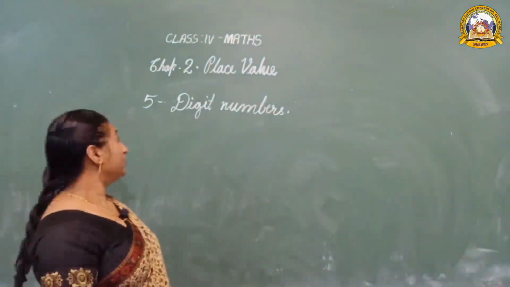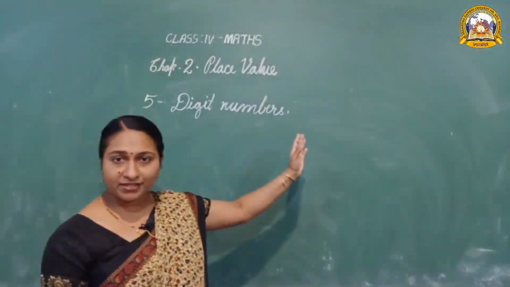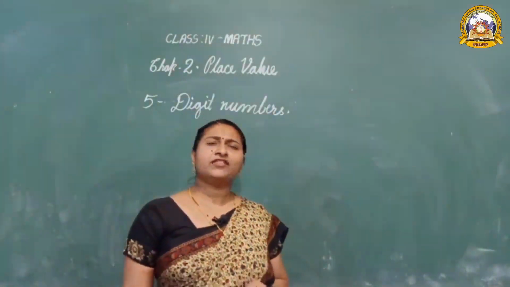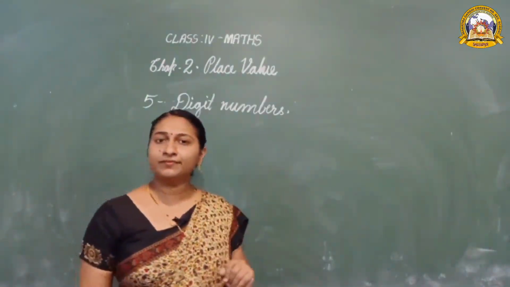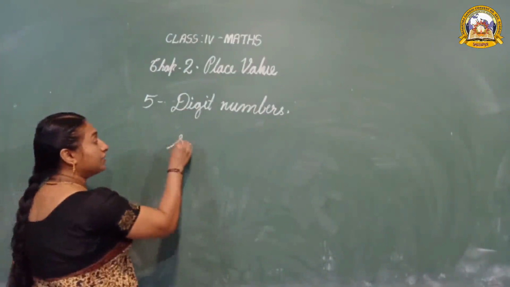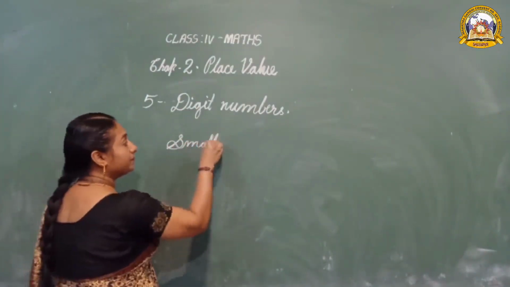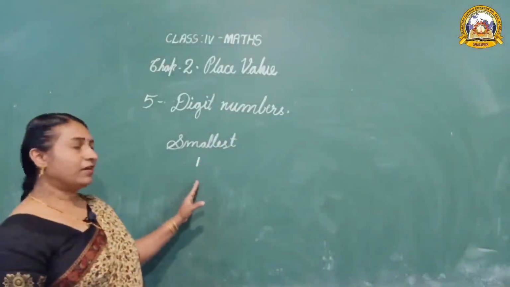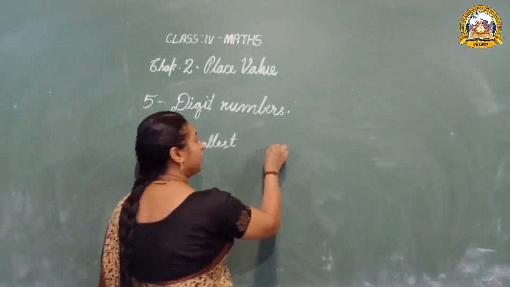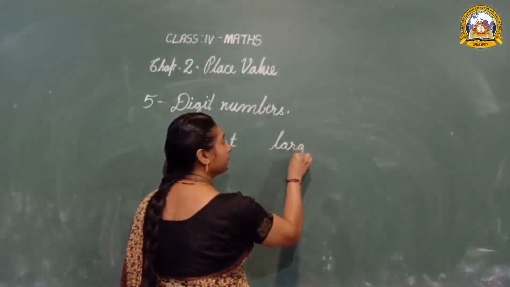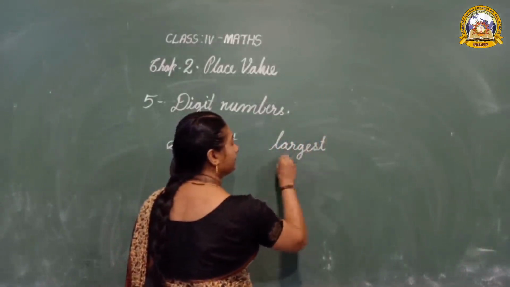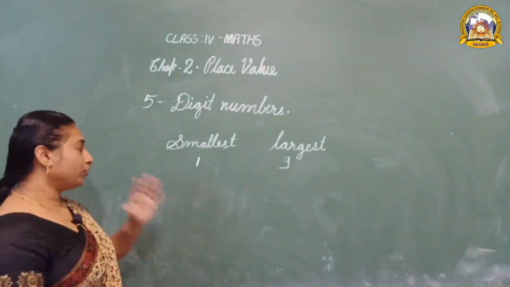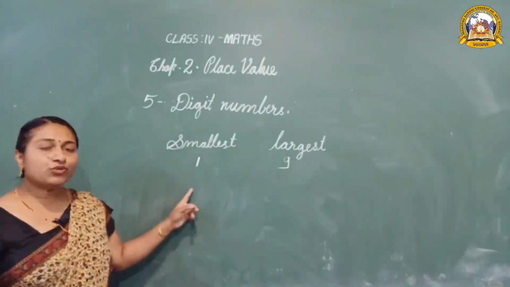Next we are going to learn about 5-digit numbers. Okay children, which is the smallest 1-digit number? Yes, 1 is the smallest 1-digit number. Then which is the largest 1-digit number? 9 is the largest 1-digit number. You know that. Next, the smallest 2-digit number.